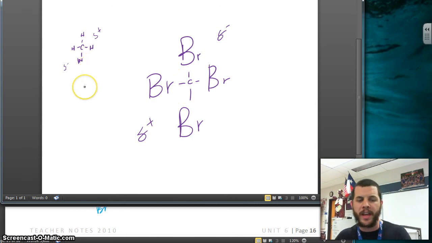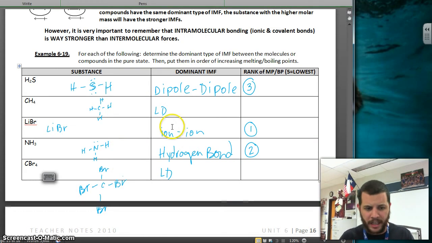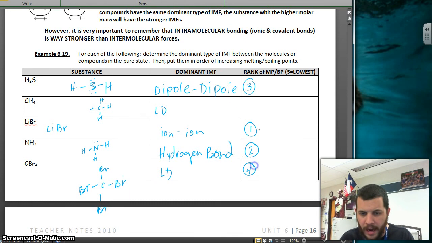So what you want to do in that case is look at the size of the peripheral atoms and determine which one has the larger peripheral atoms. That one is going to have the stronger London dispersion force. So therefore I know that this one is going to be fourth, and then the CH4 is going to be the weakest.